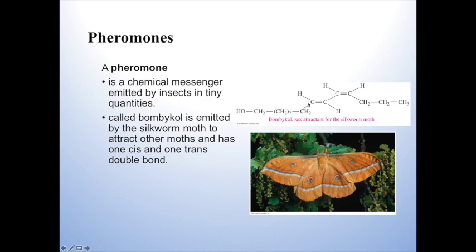It comes here to a carbon-carbon double bond that is trans, and then the next carbon-carbon double bond is cis, because these two substituents are on the same side and these two substituents are on opposite sides.